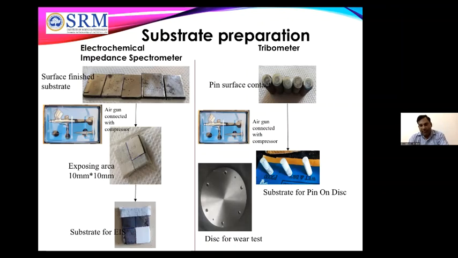Then we apply the paint system over the pin, and the disc used is EN31, which is widely used in automobiles also. So we perform the pin-on-disc test to analyze the friction and wear of the developed coating. Next slide.